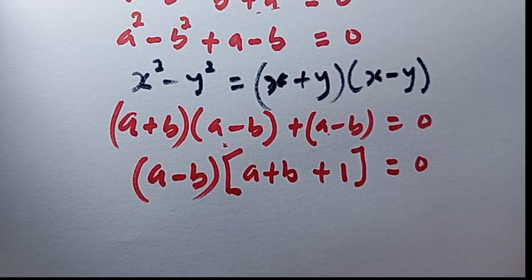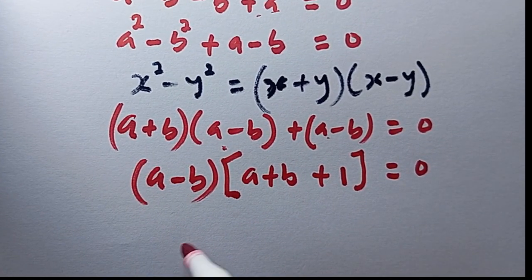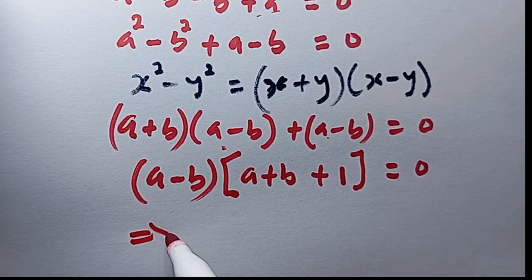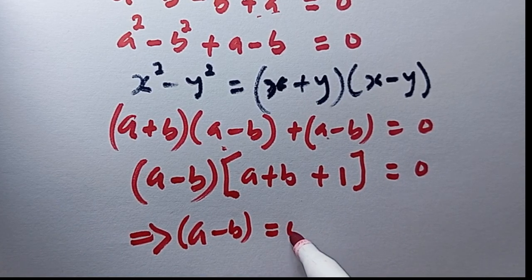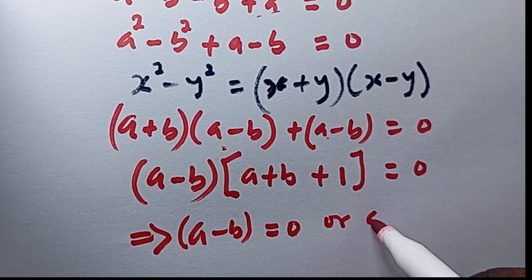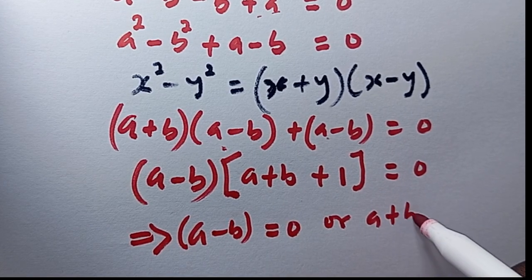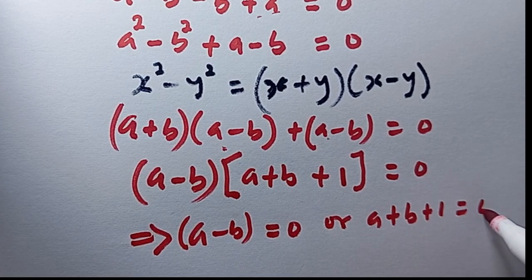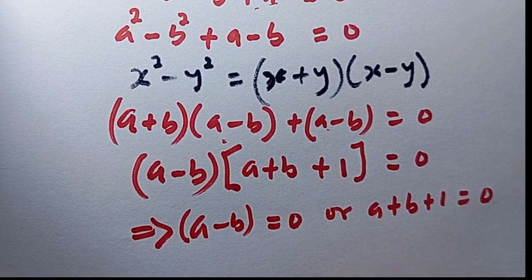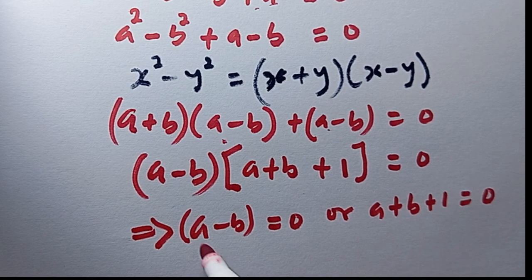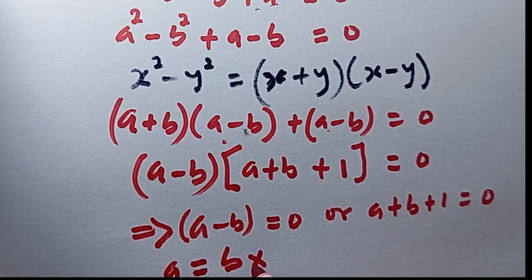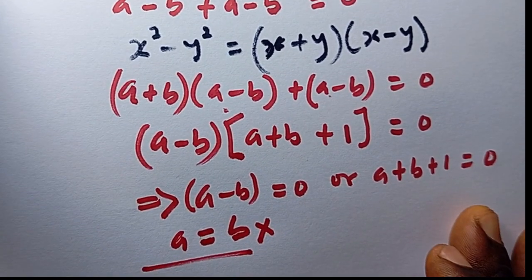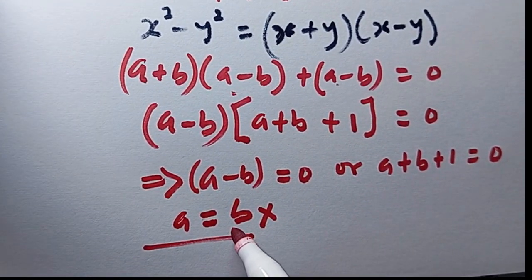So at this point, I'm going to be utilizing the zero product rule, which of course will imply that a minus b is equal to 0, or the one inside this bracket, a plus b plus 1 is equal to 0. Okay, so taking both cases, what we have here is that a is equal to b, but we already said that a is not going to be equal to b, so we won't consider this.